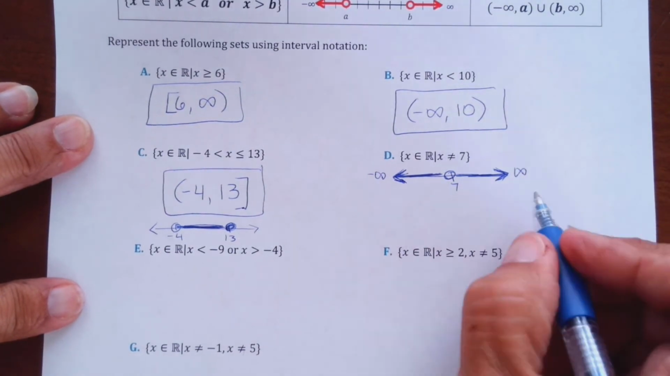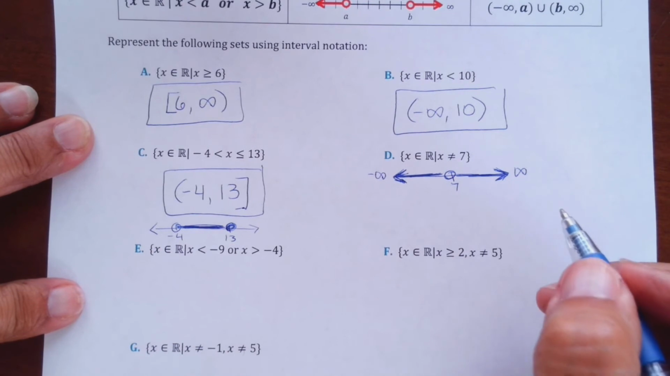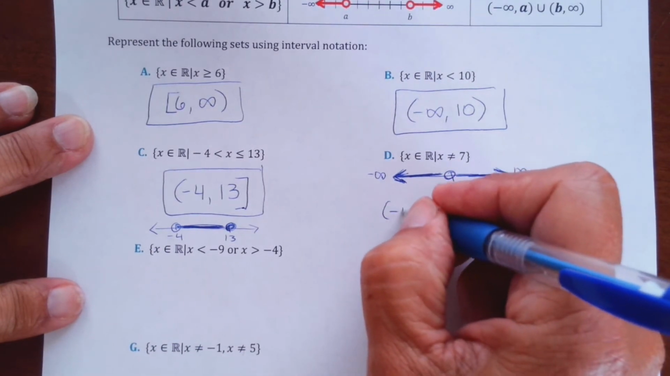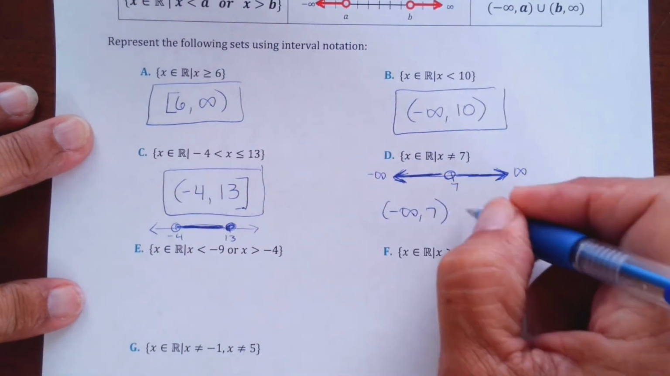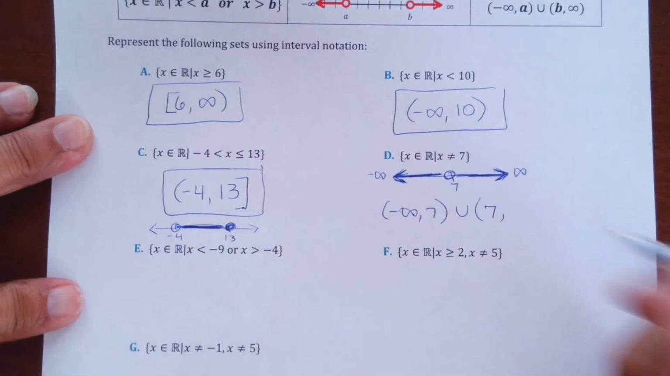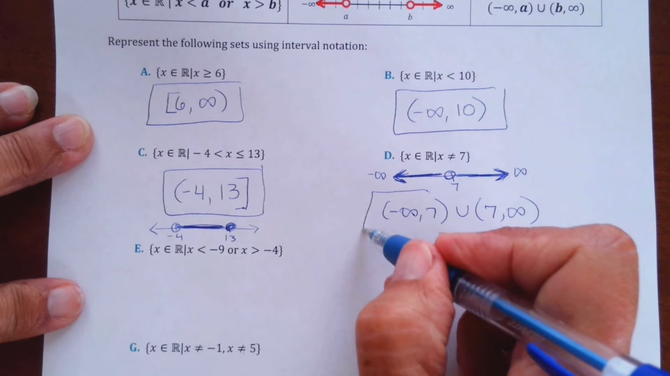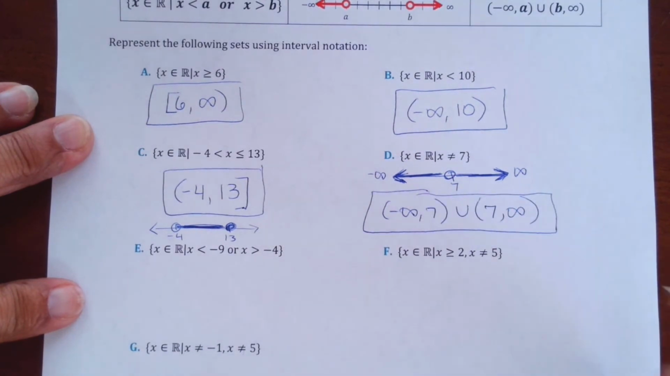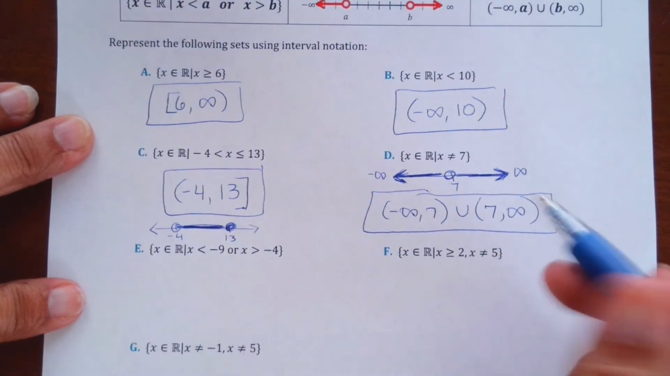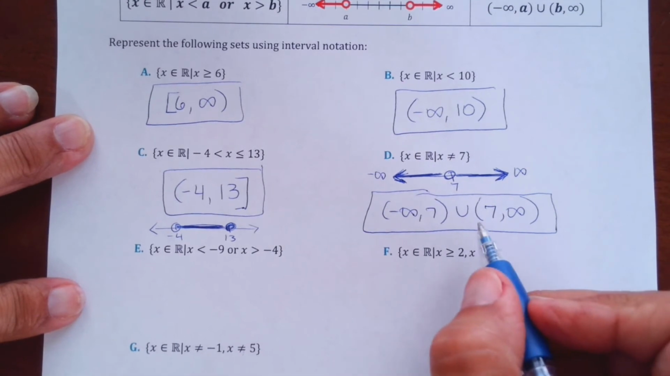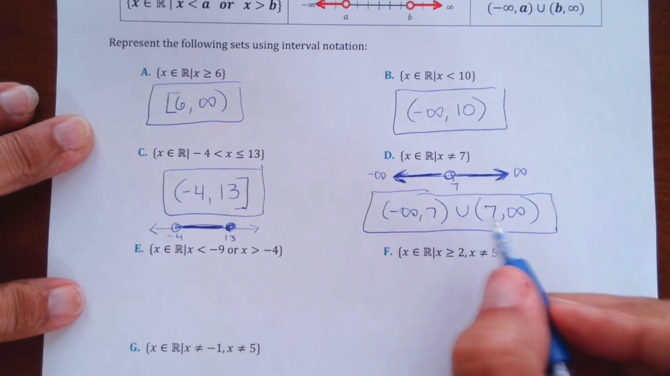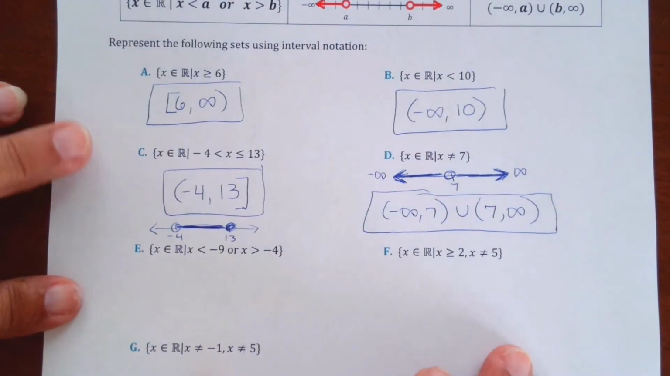So that's a double inequality, so we're going to need the union sign. So we would go from negative infinity to 7, don't include it, and then don't include it again and go to positive infinity. Okay. Those sometimes hang you guys up until you get a little bit better at it, but that's how you leave out a number. You would just put a union with it and then go from one to the other.